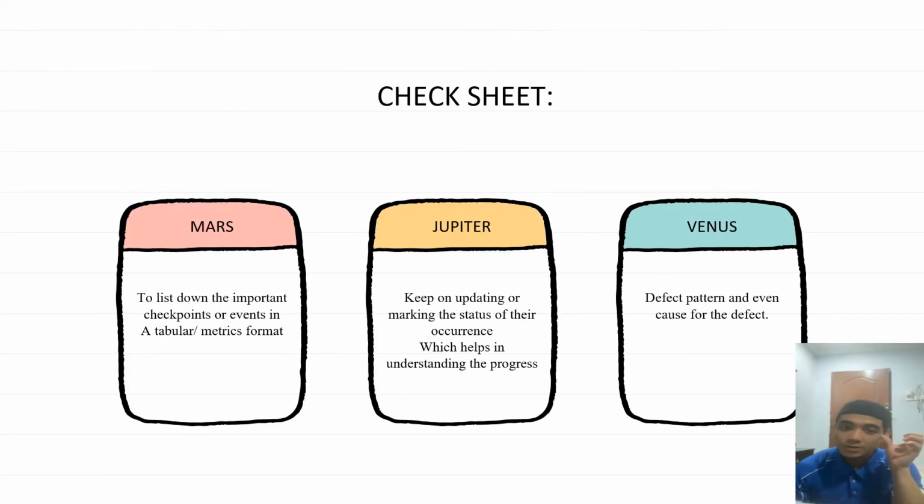Okay, next I want to present about check sheet. Number one, to list down the important checkpoints or events in a tabular or matrix format. And number two, keep on updating or marking the status of their occurrence, which helps in understanding the progress. And number three, defect pattern and event cause for the defect.